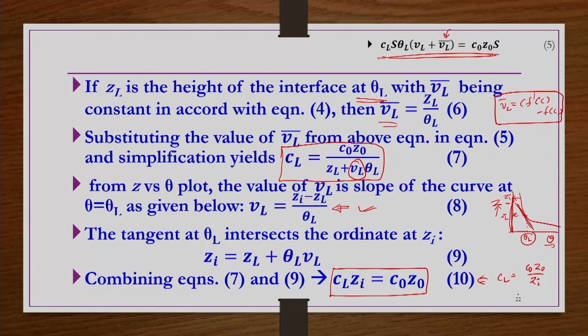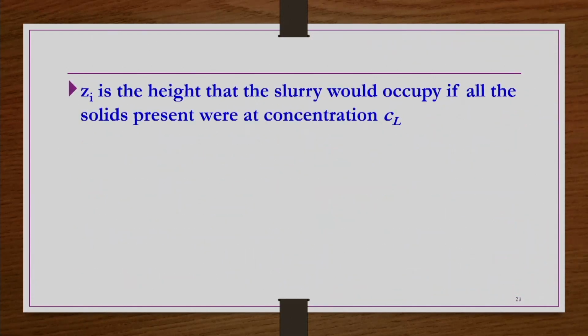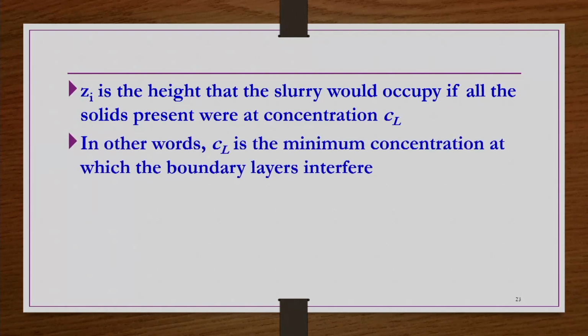At a particular theta L, whatever intercept you can get from the experimental data, you know the initial concentration and the initial interface height. So, C L you can know from here. This equation is more useful compared to equation number 7. What is Z I? Z I is the height the suspension would occupy if all the solids present were at concentration C L. In other words, C L is the minimum concentration at which the boundary layers interfere. So, boundary layers are interfering at Z I distance.